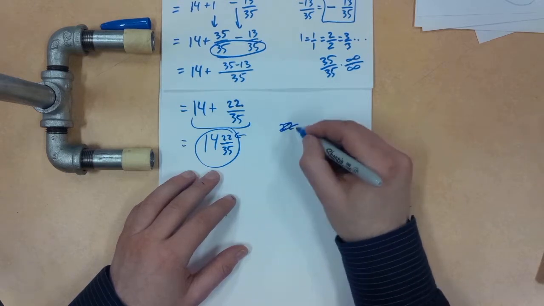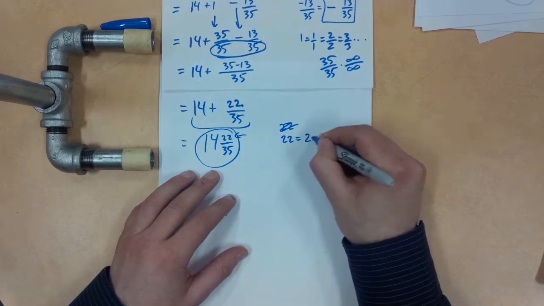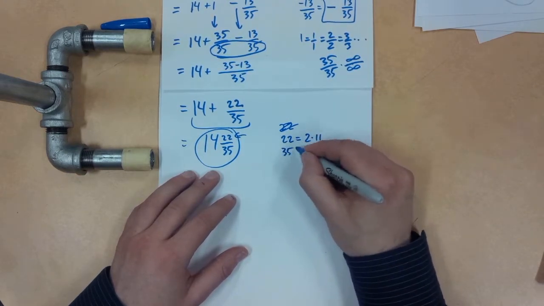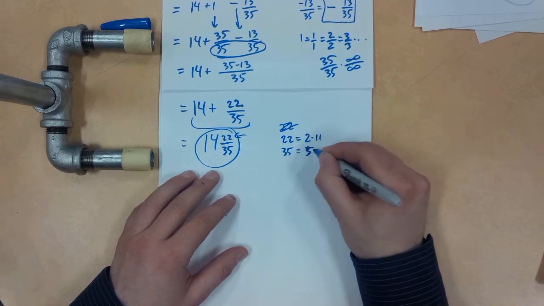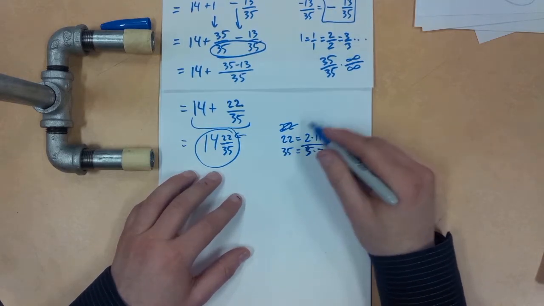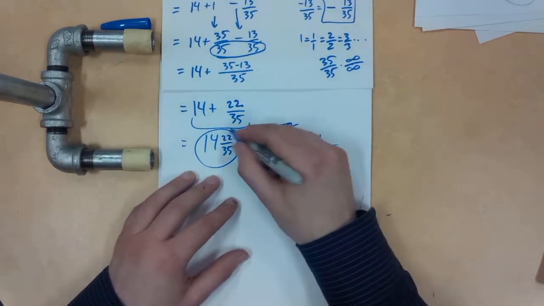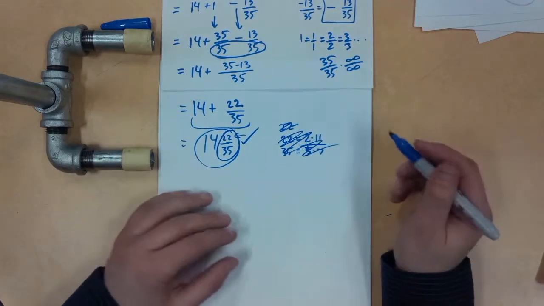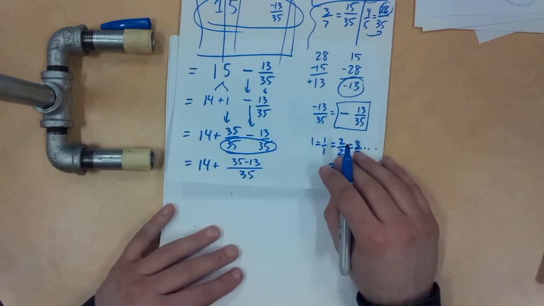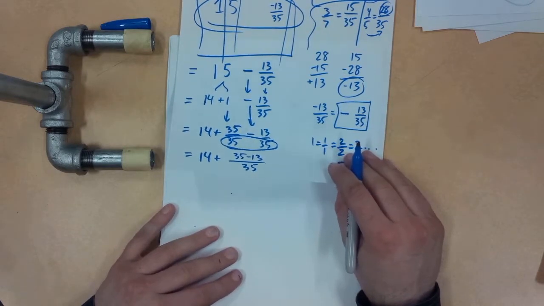22 can be broken down to 2 times 11. That's prime. 35 is broken down to 5 times 7. Nothing cancels out. So that tells us that this indeed is also in proper form. Okay. Look at all that work. Okay, let's see if there's another way.